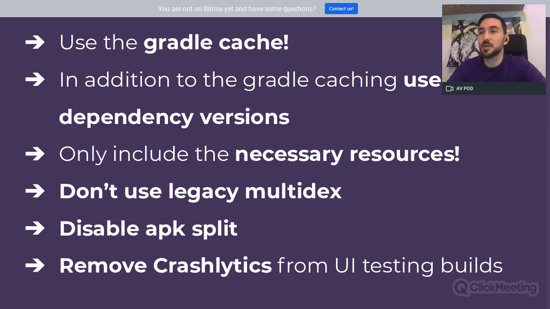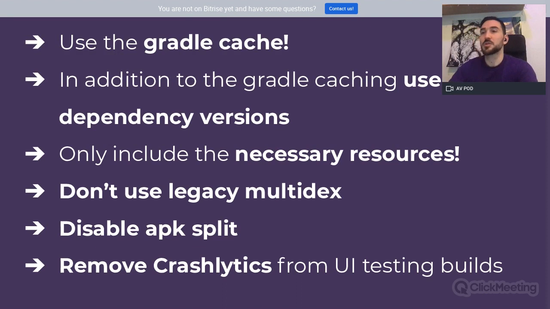And the next step is disable APK split. So this would mean that you wouldn't be generating multiple APKs. When you are running your UI tests, you wouldn't require each and every APK to be generated. You would only need a single configuration that you would like to build, a single ABI, and a single density APK. By simply disabling the APK split, you would be able to make sure that the APK would be built as fast as possible, and you can make sure it stays on the minimal size.